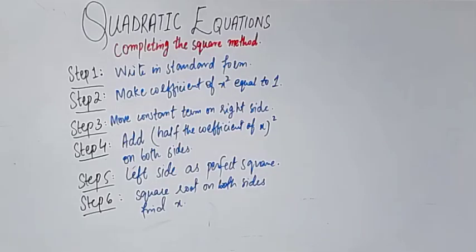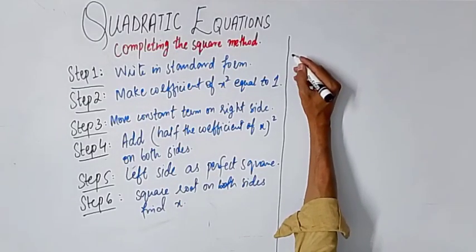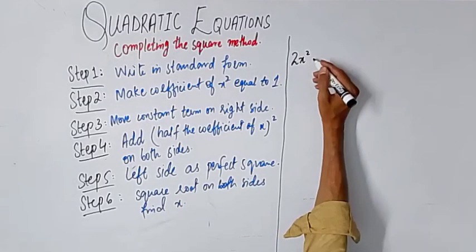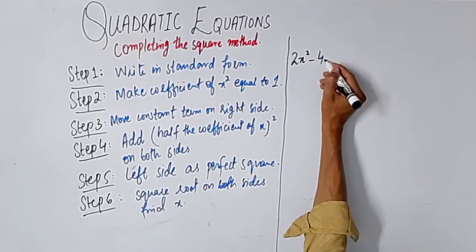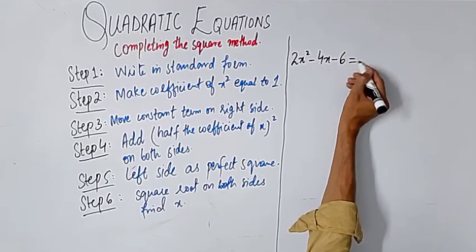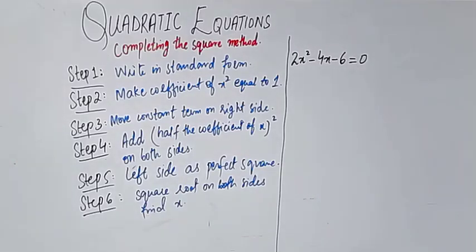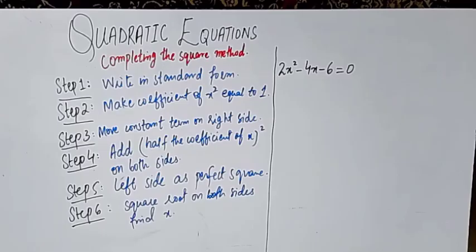So we have an equation, let's say, solve 2x square minus 4x minus 6 equals 0. It is already in the standard form, you don't need to do it again. Step 1 is already done. If it is not, we can do it, as we have already discussed.